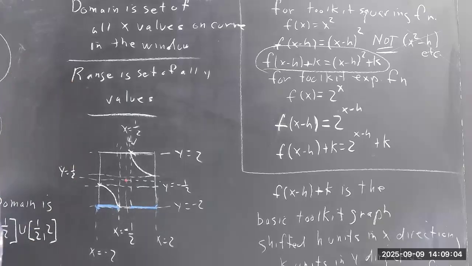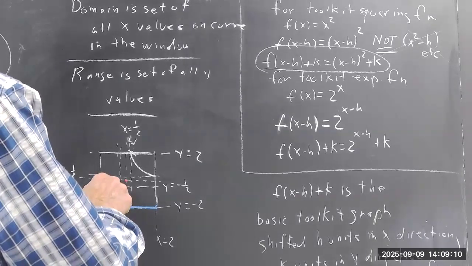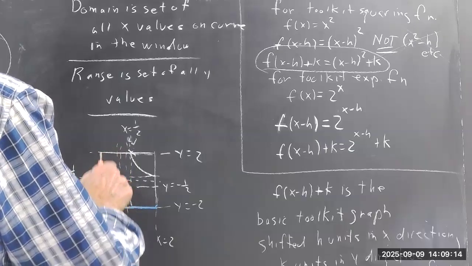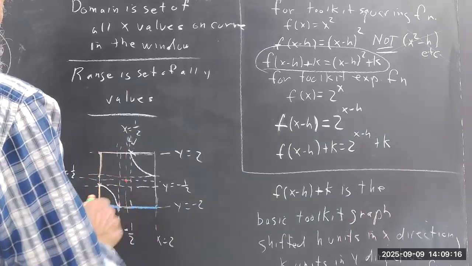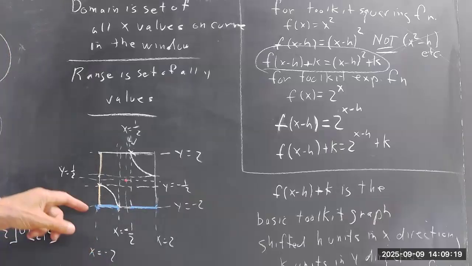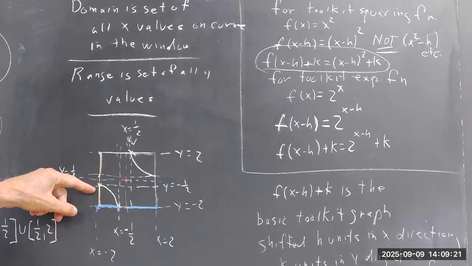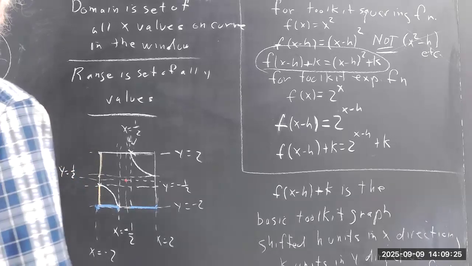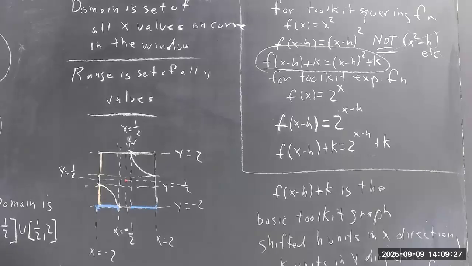The range is similarly the set of all y values, and I could show you where the range is. It's all the y values between -2 and -1/2, union with all the y values from 1/2 to 2.